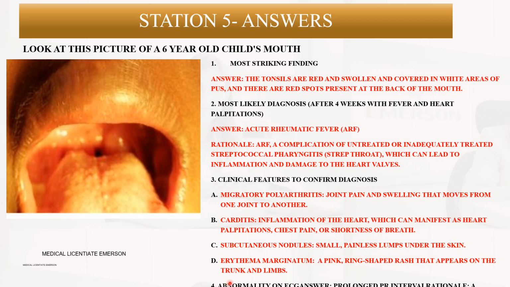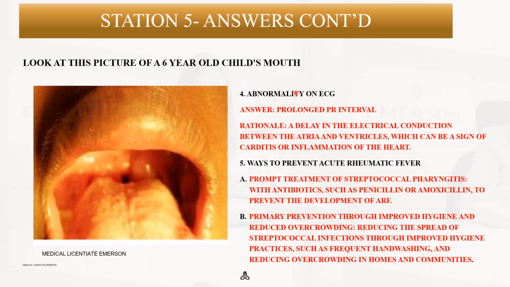We have question 4, which of course will be visible in the next part. So question 4, what are the abnormalities on the ECG? The abnormality on the ECG is that there's going to be a prolonged PR interval. So there is usually a delay in the electrical conduction between the atria and the ventricles, which can be a sign of carditis or inflammation of the heart. So prolonged PR interval. Then question 5, what are the ways to prevent rheumatic fever?